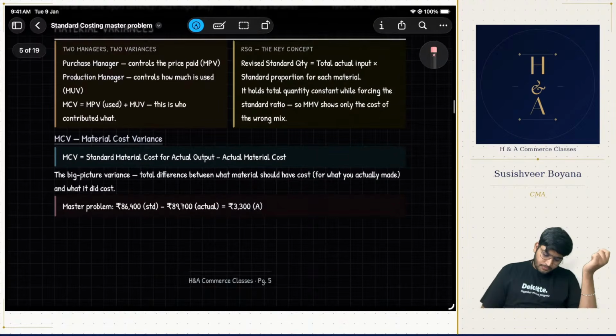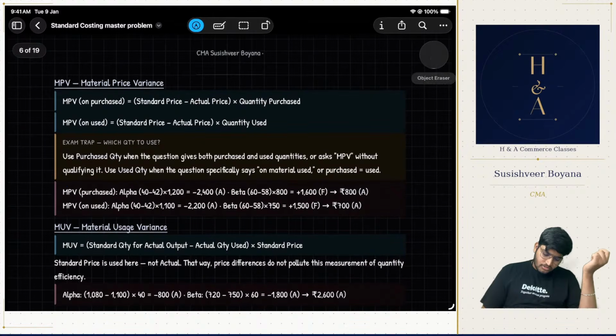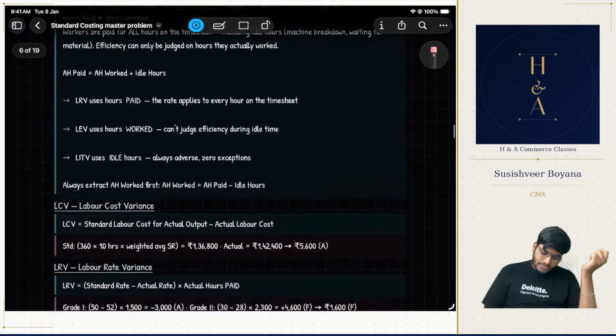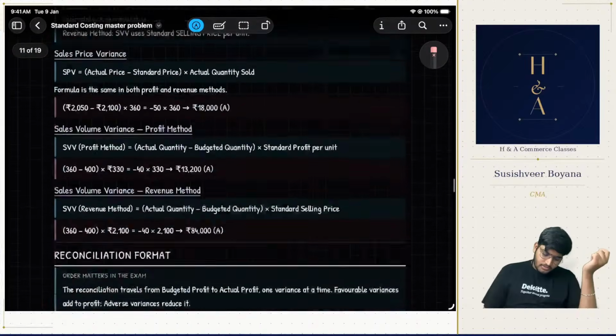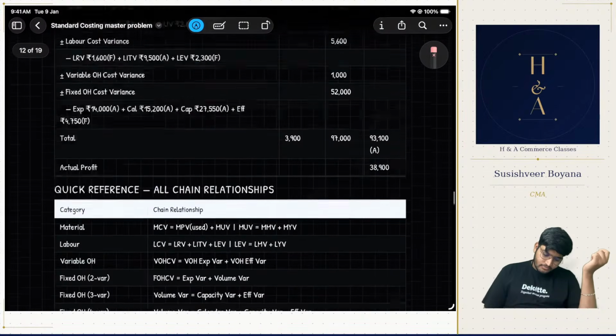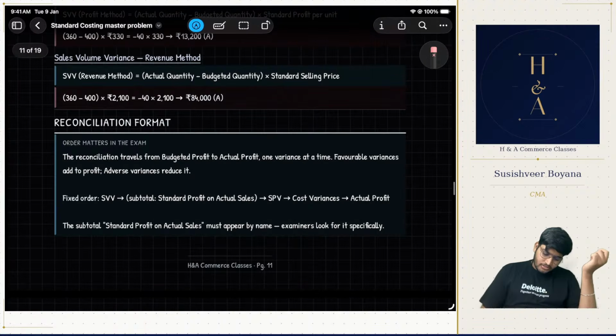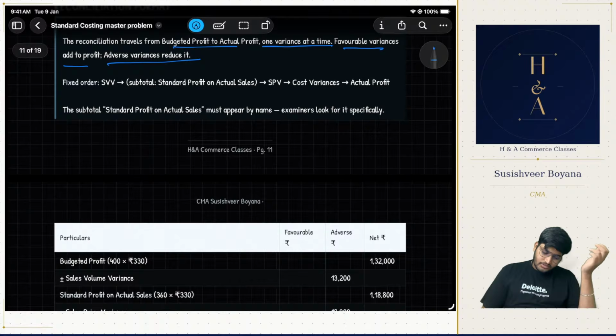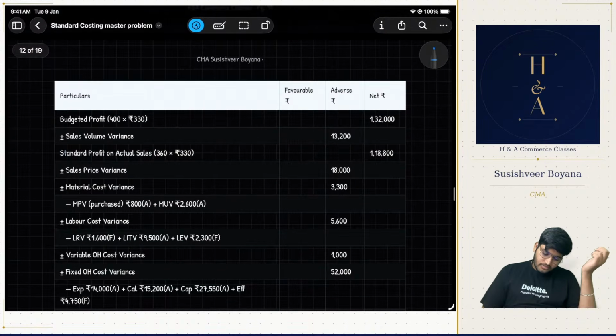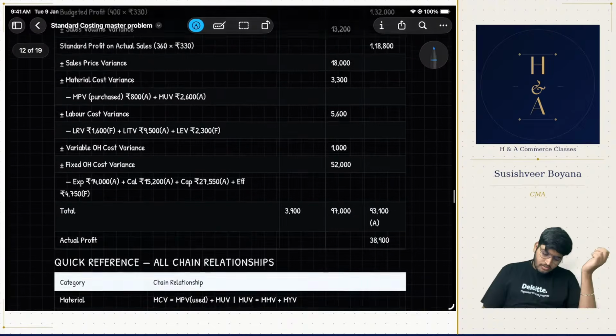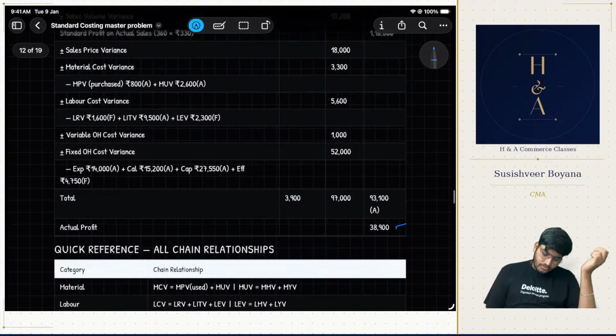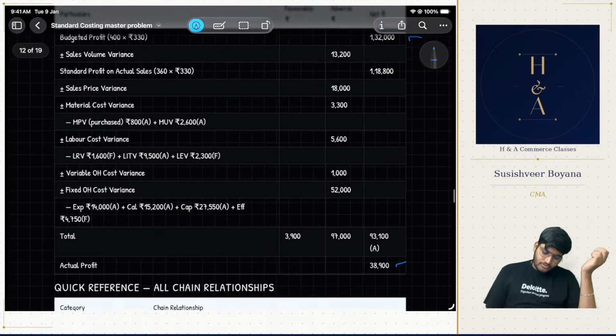So wherever you see the pink box, it is the solution for the master problem I've created at the bottom. We have all the variances, do not worry. Before we go to the variance part, let us also look at the reconciliation. So budgeted profit to actual profit, variance one at a time. Favorable variances we always add, adverse variances we always reduce. That is all you have to know, right? From budgeted, we come to actual. Adverse we less, favorable we add.